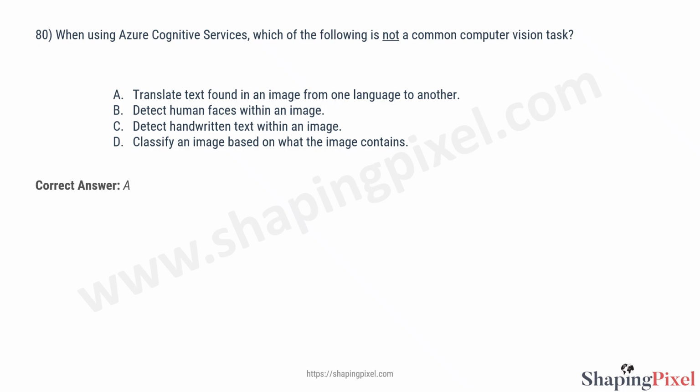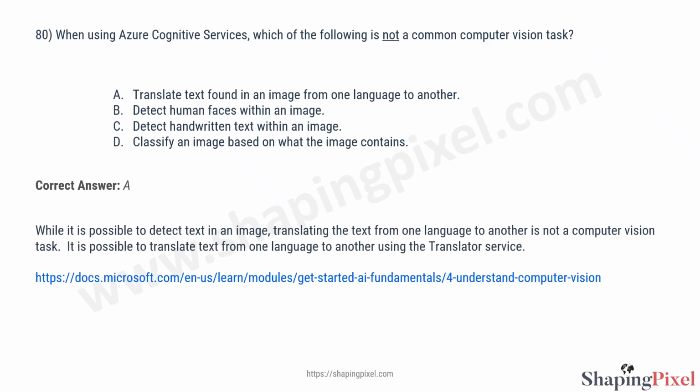So the right answer here is option A. While it is possible to detect text in an image, translating the text from one language to another is not a computer vision task. It is possible to translate text from one language to another using the Translator service.